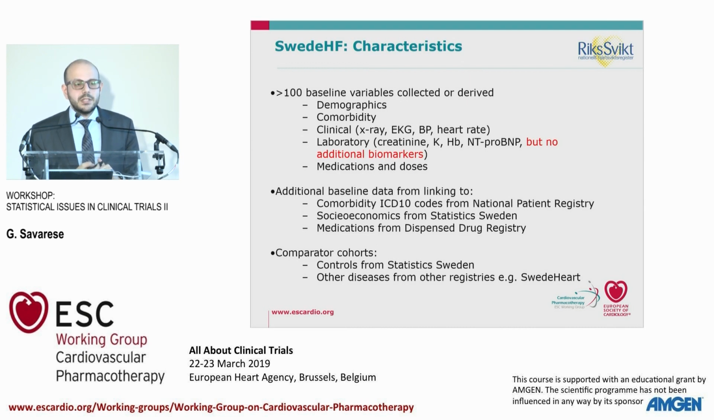But what is very good in Sweden is that we can link different registries. So actually we can link the Swedish Heart Failure Registry with the National Patient Registry and get additional information on comorbidities by ICD codes. We can have socioeconomic information regarding these patients, linking the registry to Statistics Sweden, where we get information on education level of this population, number of children, for example. We get if they live alone or they are cohabitating. So very important information if we want, for example, to assess the use of treatments that may be influenced by the environment where the patient is living.